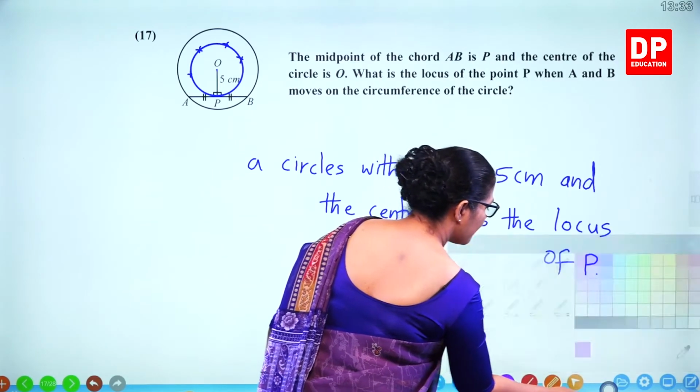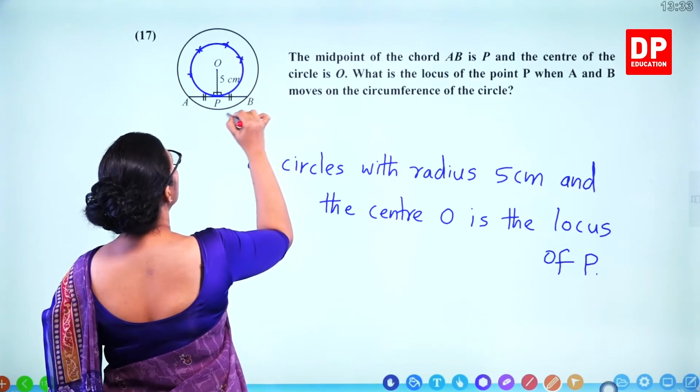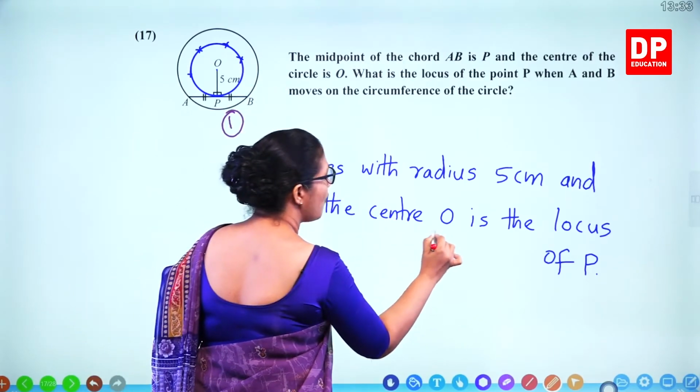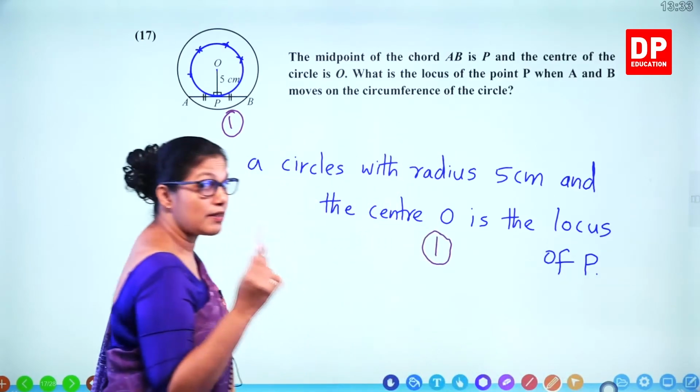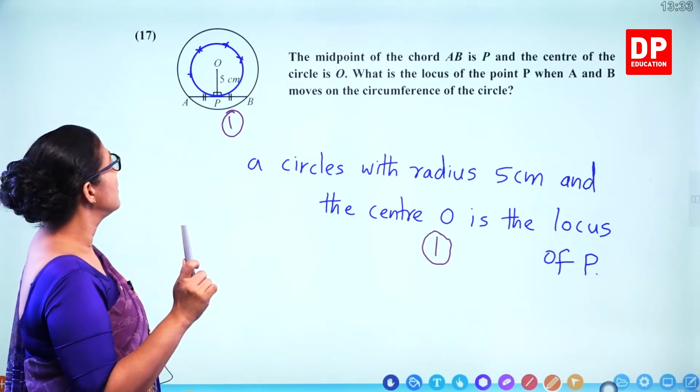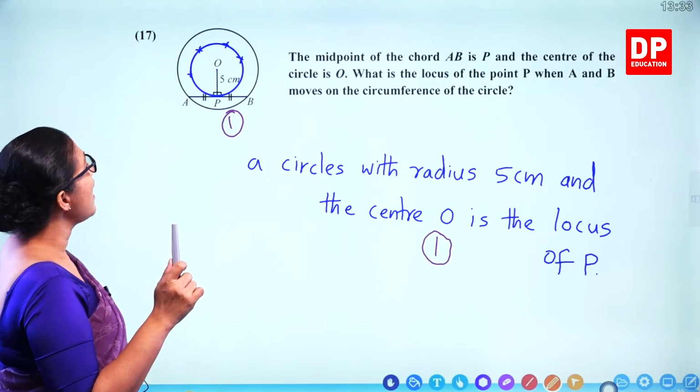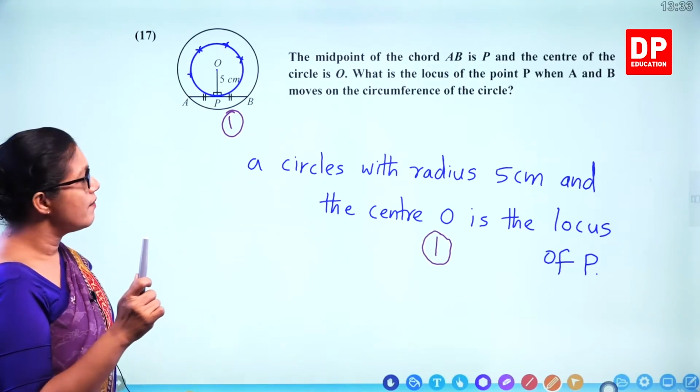Two marks. So 1 mark here and 1 mark for writing it down. So you have to mention radius and the center. So O is the center and 5 centimeter is the radius.